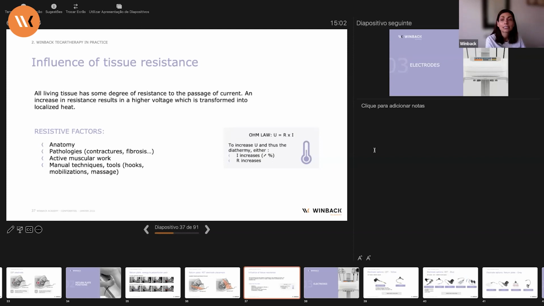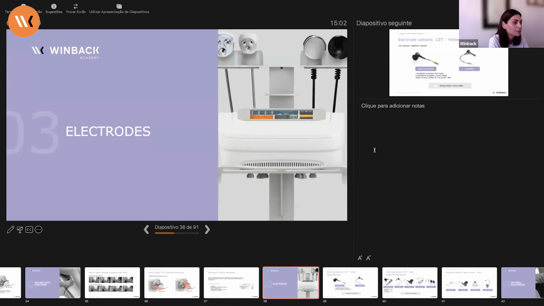Resistive factors: the anatomy of the area, the pathologies where you have contractures, fibrosis, trigger points, the active muscular work. When we are doing an active muscular work, it will enhance the influence of the current, or the manual techniques or tools that we use. If you use a hook, if we are doing mobilization, a massage, or even some pressure on a specific place.